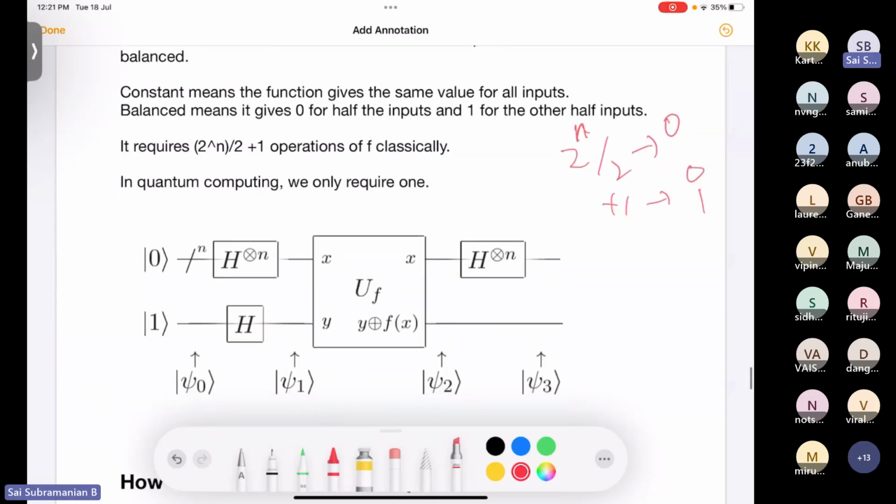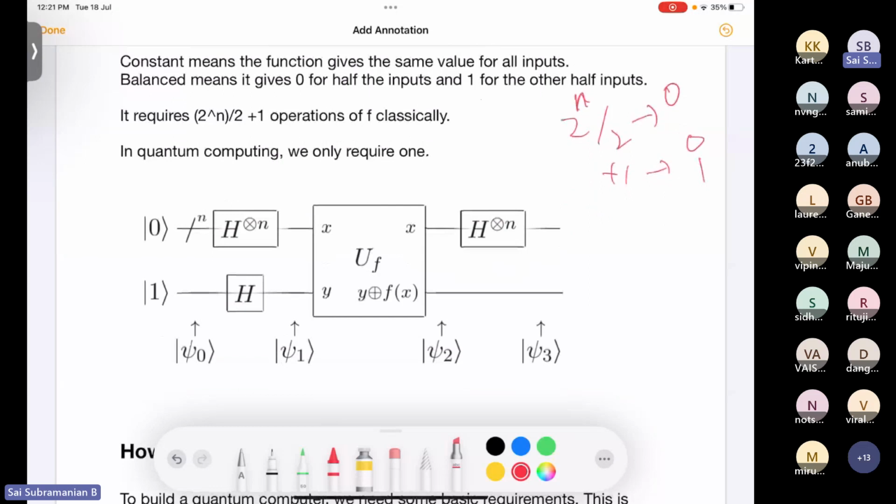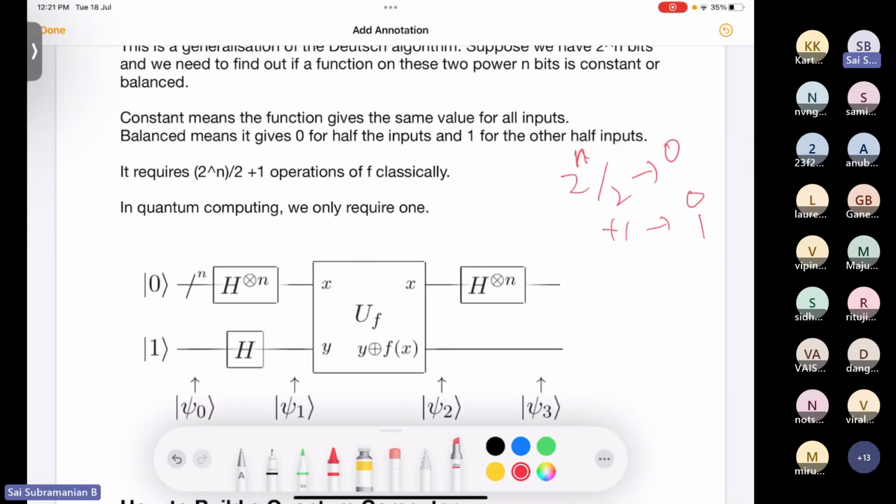In quantum computing, we require only one operation of f. And this is a generalized version of the Deutsch algorithm. We're not going to go into the step by step, but the exact same ideas apply. We can find out if the function is constant or balanced with just one operation instead of 2 power n by 2 plus 1. So n could be anywhere, like 100 for all we know.